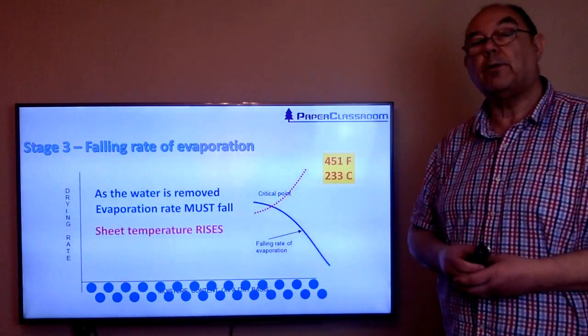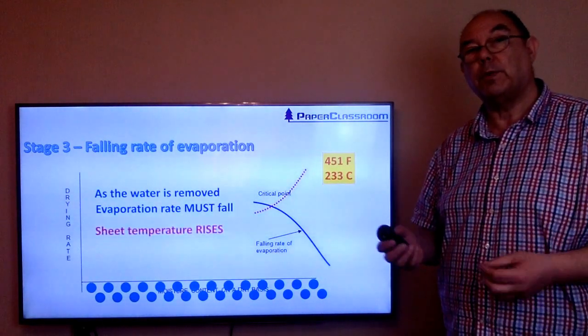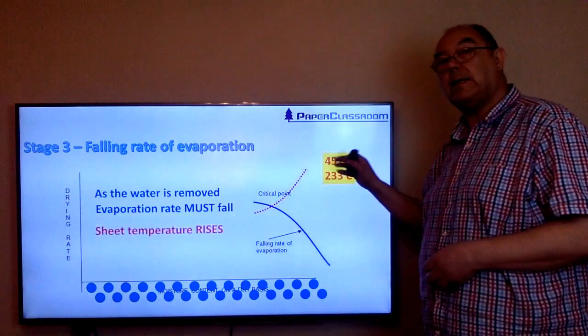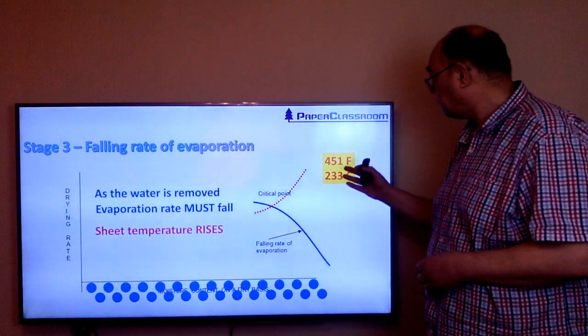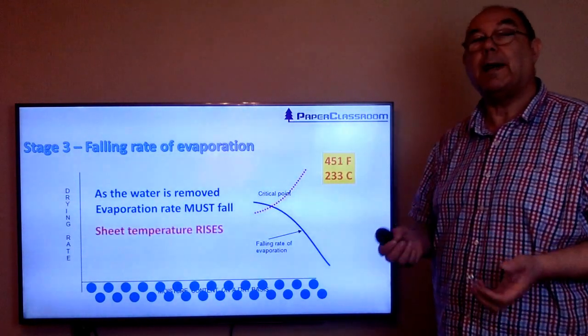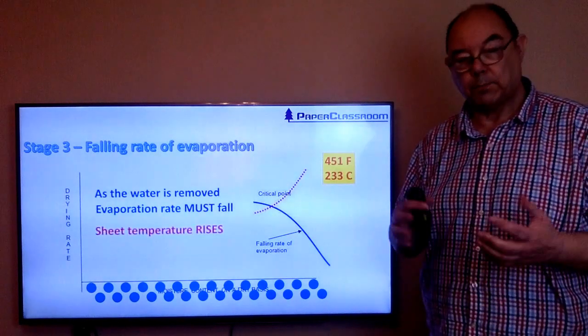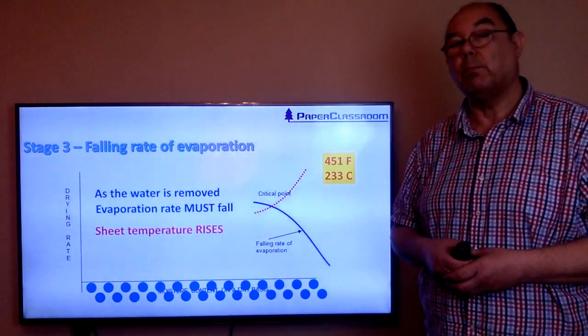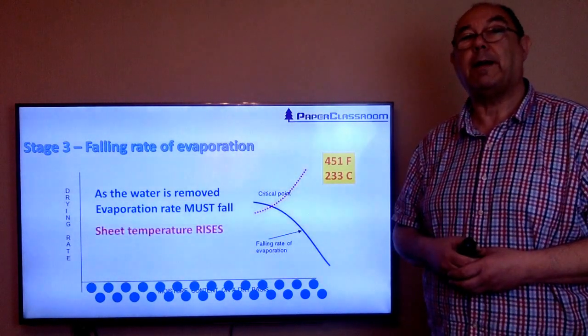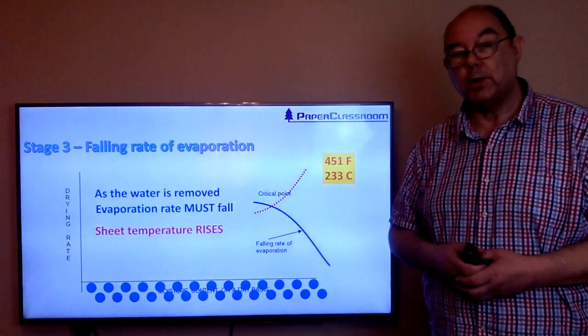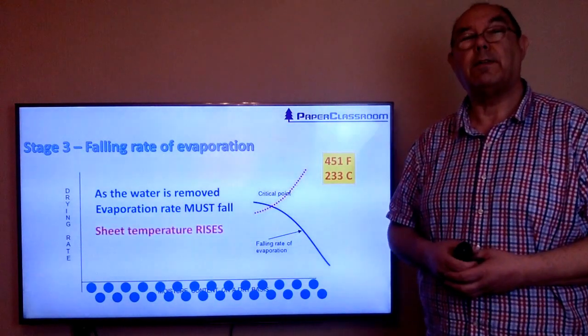So if you are in the right sort of drying environment with the paper, if you do exceed these temperatures, then you might expect the sheets to spontaneously combust, and then you'll have a little fire. And it's not unusual in certain mills, certain industries, for that to happen.